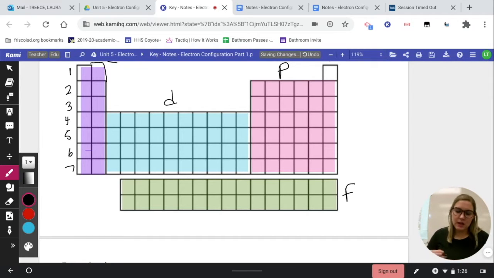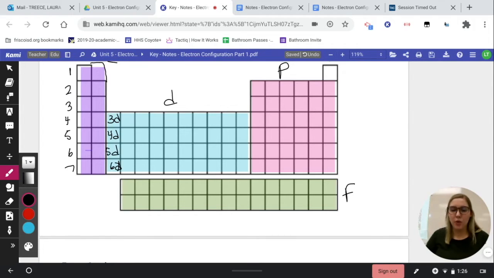So for D, the D orbital, it's always 1 less than the row it's on. So if it's on the 4th row, it would be 3D. If it's on the 5th row, it would be 4D. 6th row, 5D, and then 7th row would be 6D.